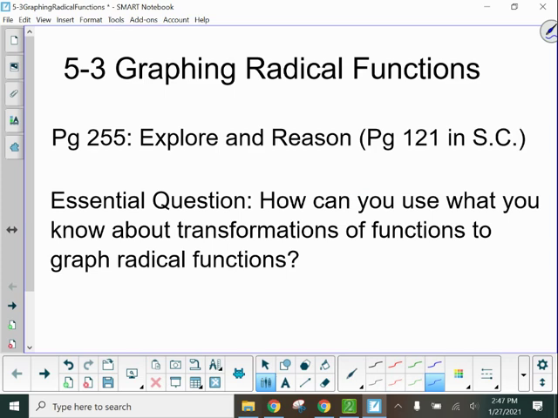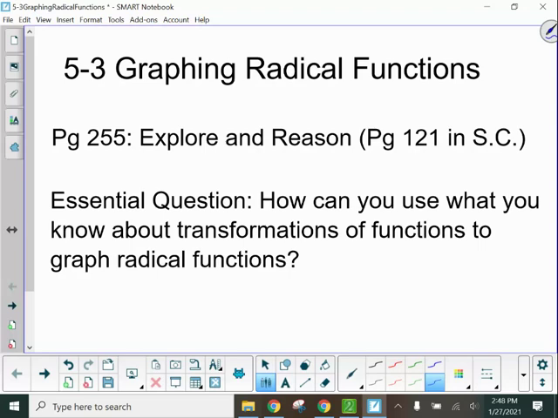Video lesson for 5-3, graphing radical functions. We're not going to really spend a whole lot of time on this one. Most of what we're going to do is going to be using the calculator, so I do encourage you to use Desmos or your graphing calculator, some other type of graphing technology to graph these.